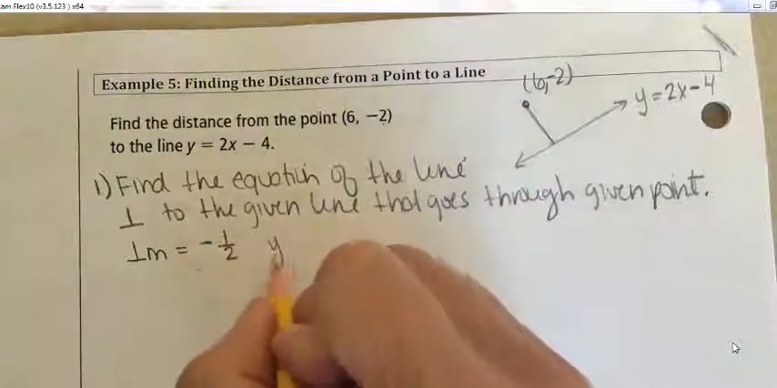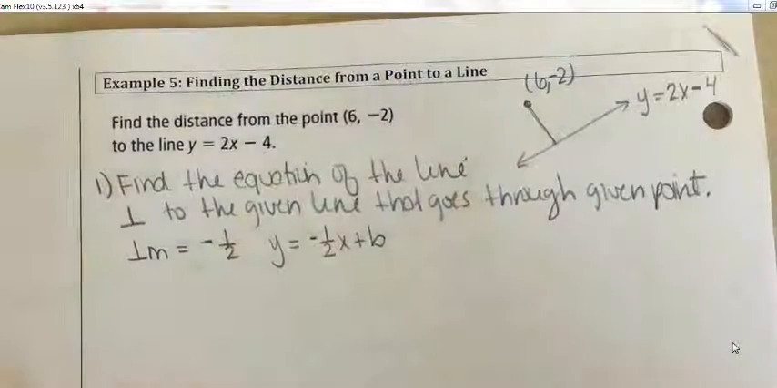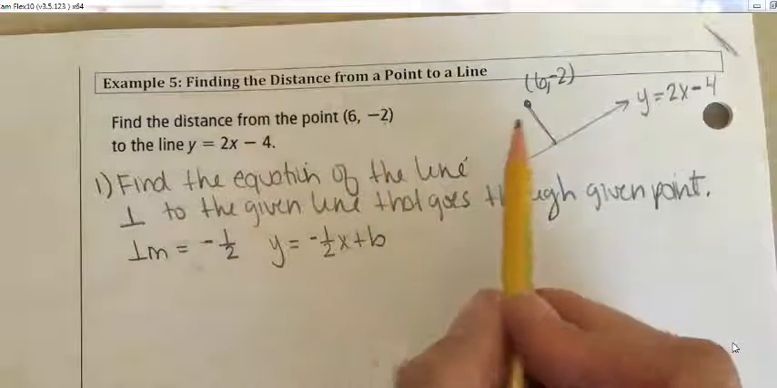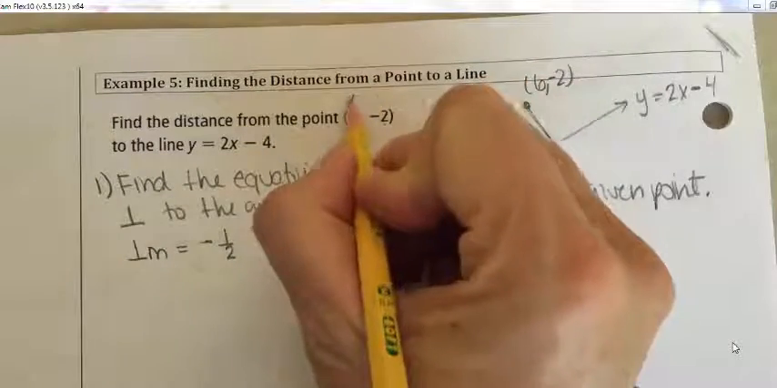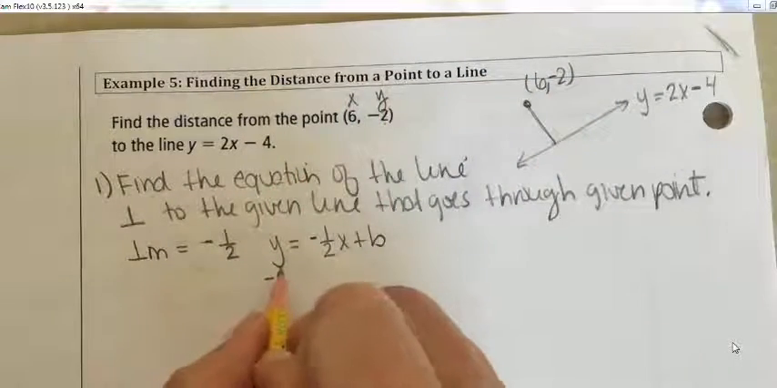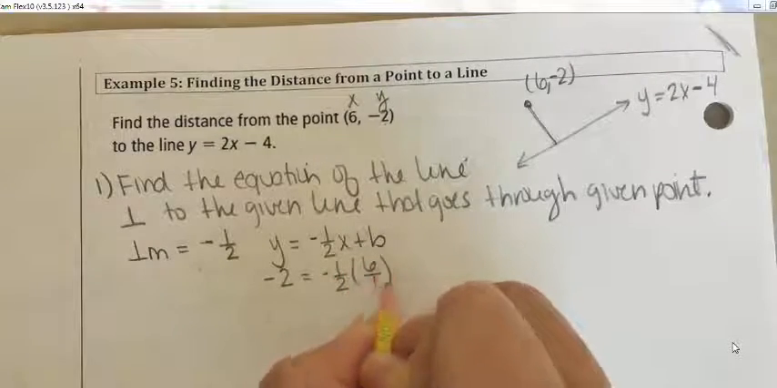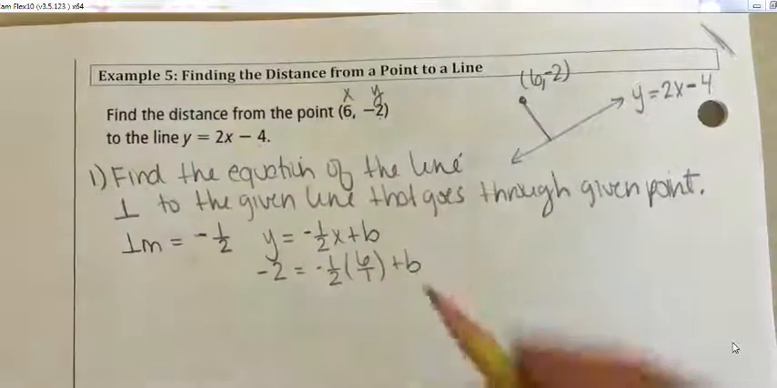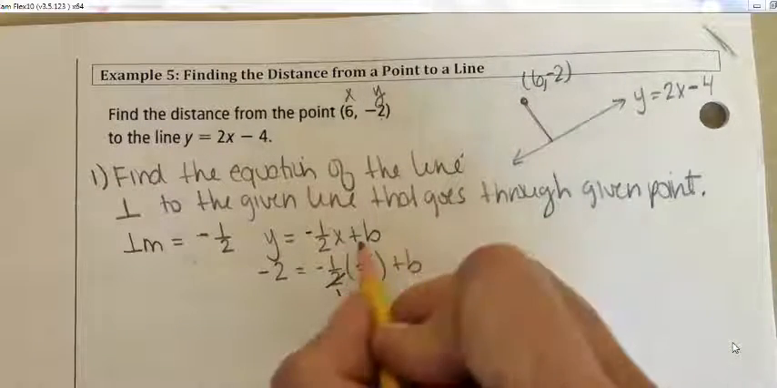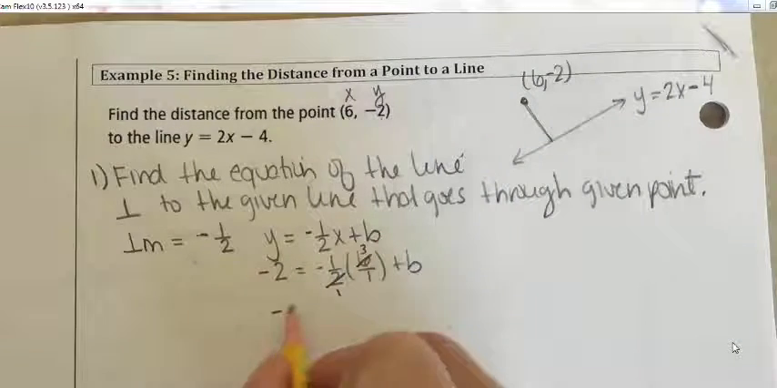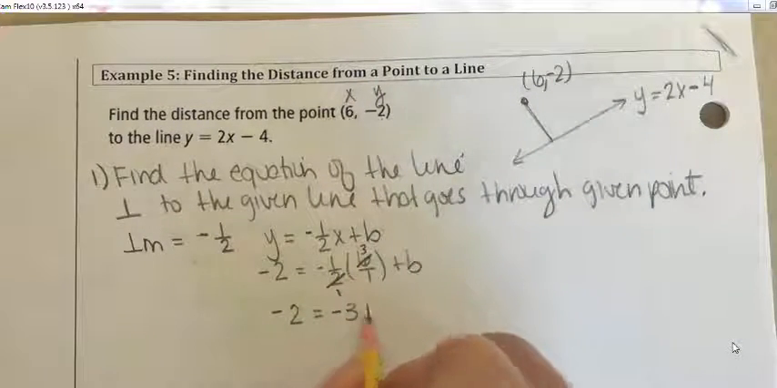Okay, so now I'm going to go, okay, y equals negative 1/2 x plus b. I'm going to use this point to help me, right, because this line is going through that point. So this is an x and this is a y. So I'll plug them in. Negative 2 equals negative 1/2 times 6, or 6 over 1, plus b. I'll reduce. So 2 can be divided by 2 one time, and 2 can go into 6 3 times. So you get negative 2 equals negative 3 plus b.